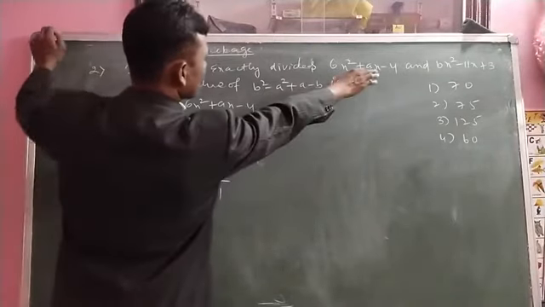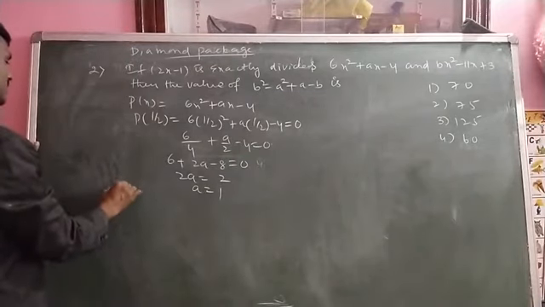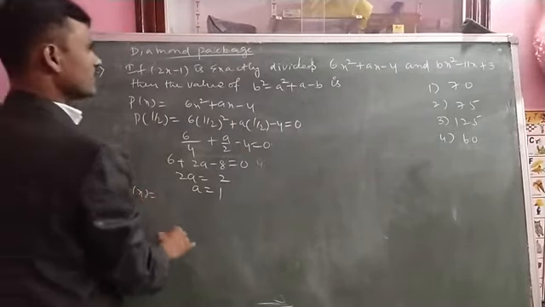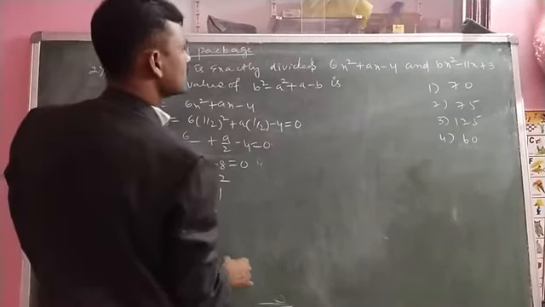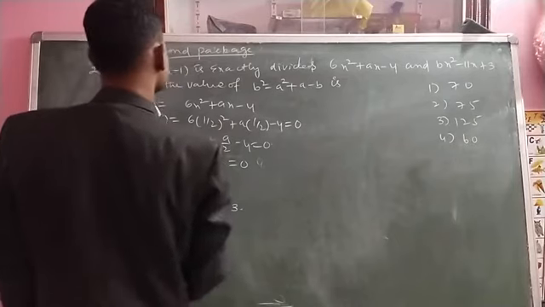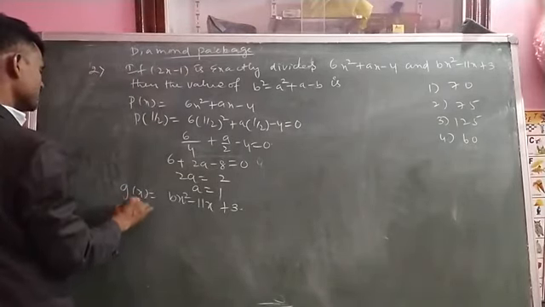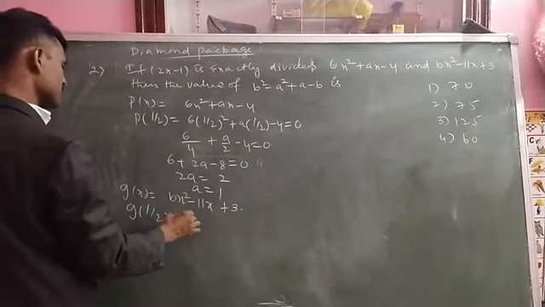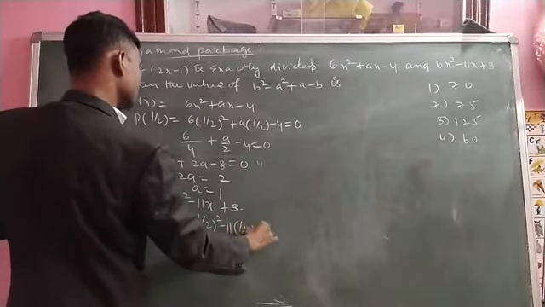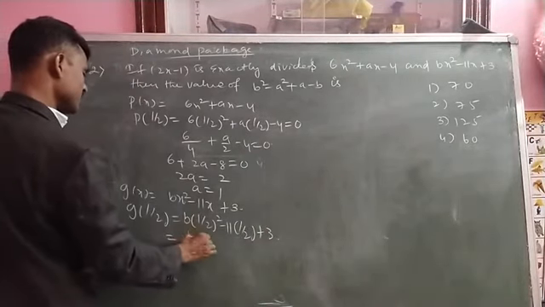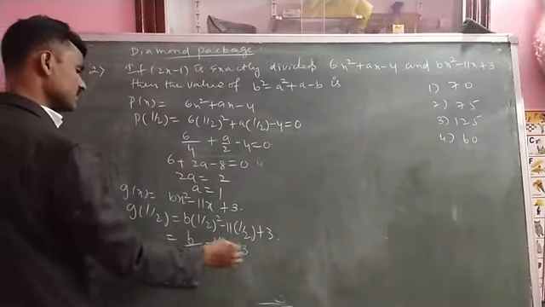Now another expression is given here, that is g of x. G of x is equal to bx square minus 11x plus 3. Okay, it is exactly divisible by 2x minus 1, meaning g of 1 by 2 is equal to 0. Then b into 1 by 2 whole square minus 11 into 1 by 2 plus 3. Now this is also b by 4 minus 11 by 2 plus 3. Here also you have to take LCM, and this is equal to 0.